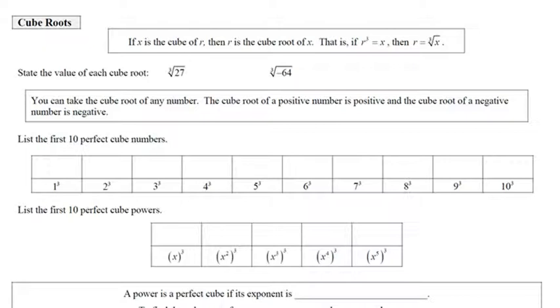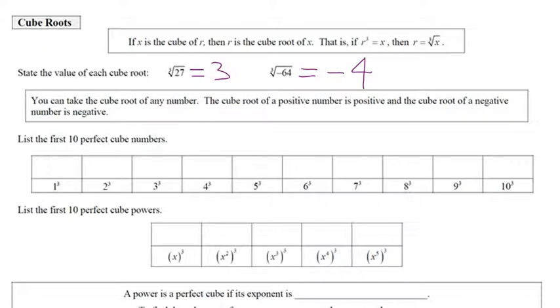State the value of each cube root. What's the cube root of 27? 3. What's the cube root of negative 64? Negative 4. Not 4. 4 cubed is 64. So you could take the cube root of any number, positive or negative.